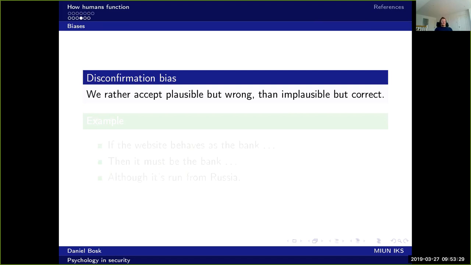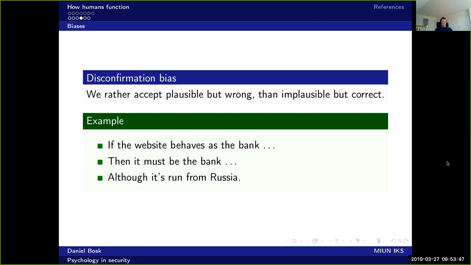Another bias that we have is disconfirmation bias. And this is the problem that we rather accept something which is plausible but might be wrong, rather than something that is implausible but correct. So for instance, if the website behaves like our bank, then it must be the bank, although it's run from Russia instead of Sweden or wherever, whichever country you're currently in, or where your bank is located, because it is most plausible that it actually is the bank, because that's what happens every day, and then once in a lifetime you are subject to this type of attack. So it's very implausible that the attack is happening, but it might actually be correct. Now, of course, this example is a bit exaggerated, but there are situations where this actually causes a problem.